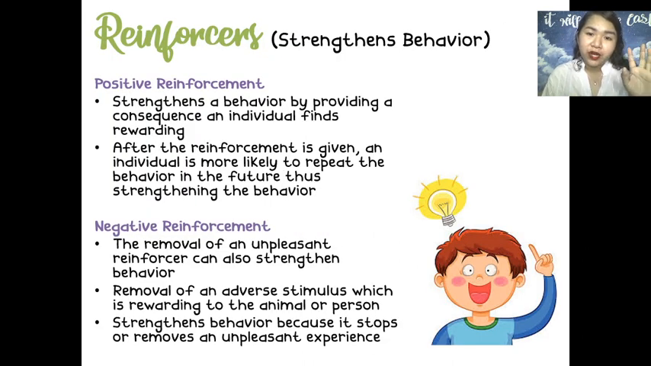So, first, reinforcers, or in short, reinforcers reward. This will strengthen the behavior. Now, meron tayong dalawang klase ng reinforcer. We have the positive reinforcement and the negative reinforcement. Yung sinasabing positive reinforcement strengthens a behavior by providing a consequence an individual finds rewarding. Nakuha? After the reinforcement is given, an individual is more likely to repeat the behavior in the future, thus strengthening the behavior. So, kapag sinabi natin positive reinforcement, ano daw nangyayari? It strengthens the behavior. Parang siya yung naging dahilan para ulitin ng isang individual yung kanyang behavior. Positive reinforcement. So, nangyayari parang rewarding at pleasurable para sa isang individual yung natanggap niya, kaya inuulit niya yung behavior.